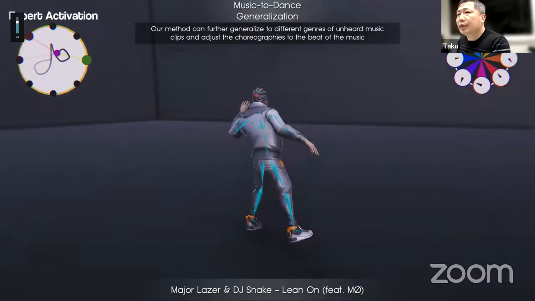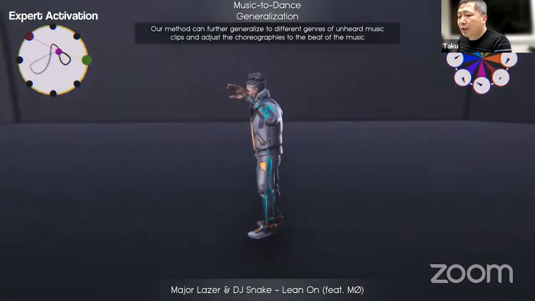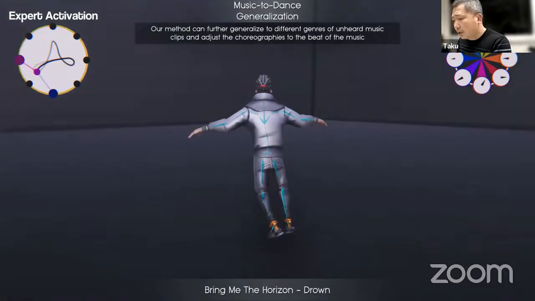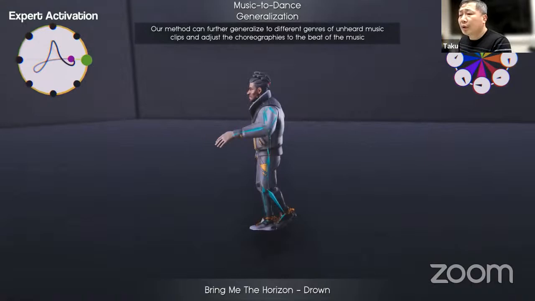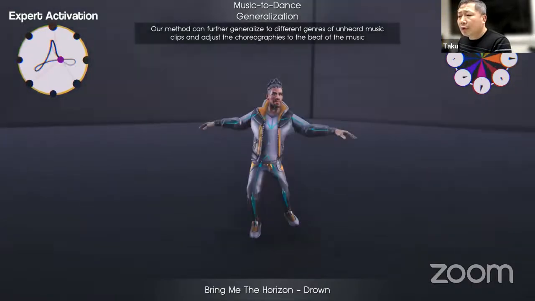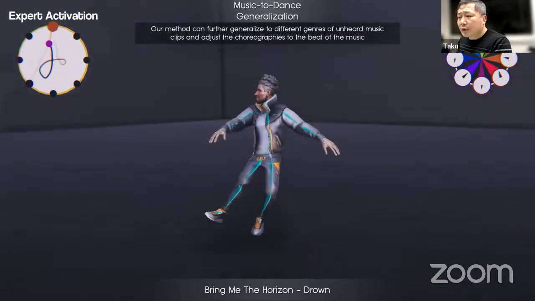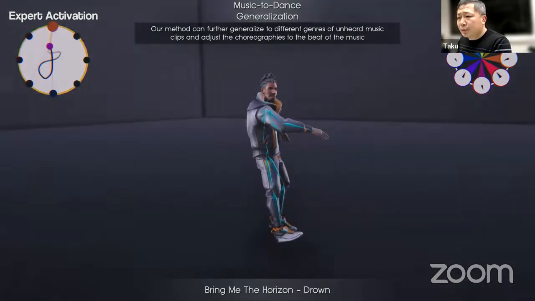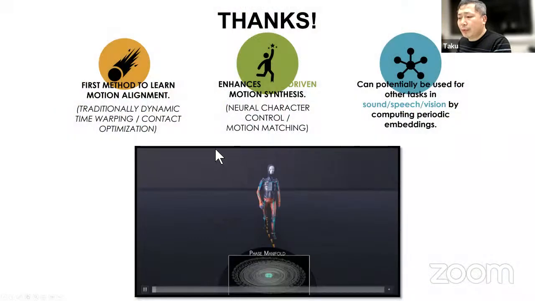Increase the sound a bit. You can see that when the music is slower, different movements appear.